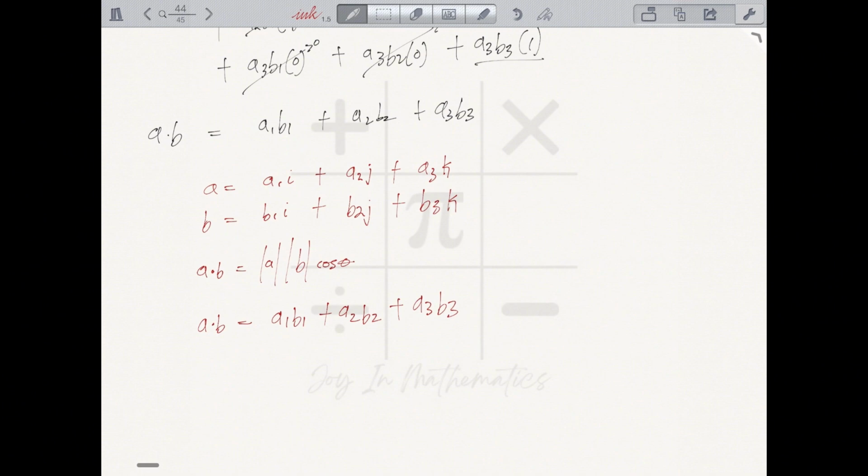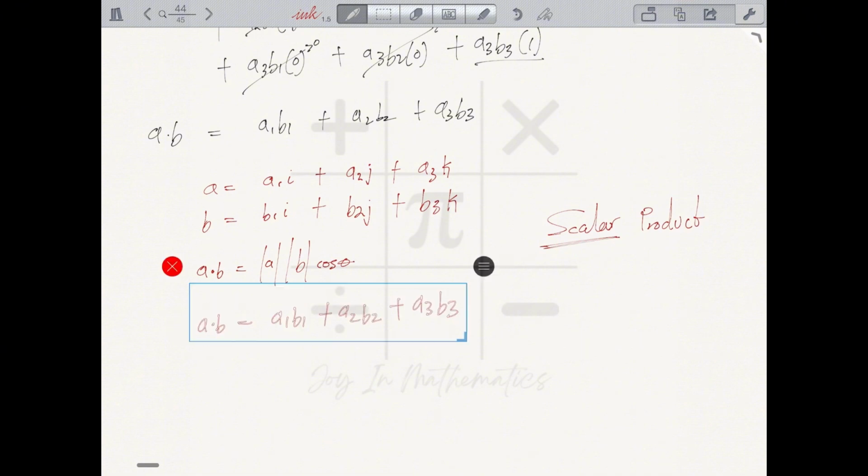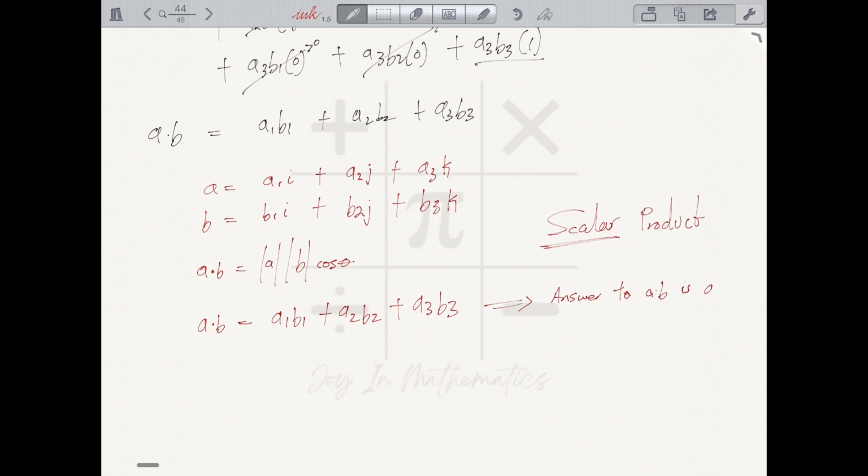So with this now, we call this principle or this theorem the scalar product. Now you will notice the word scalar in scalar product, because the answer to A dot B is a scalar quantity.